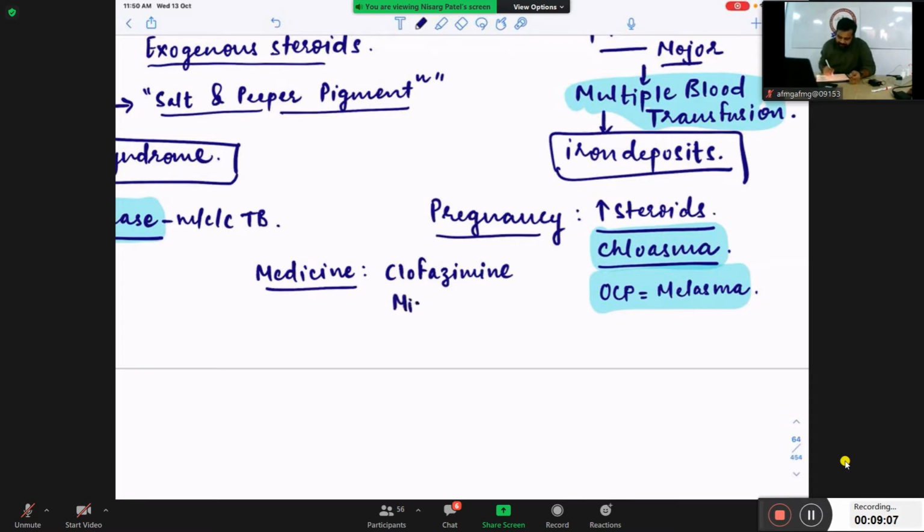Okay, minocycline also causes grayish pigmentation of the skin. So in which disease can we use minocycline? Minocycline is a drug of choice for fish tank granuloma.